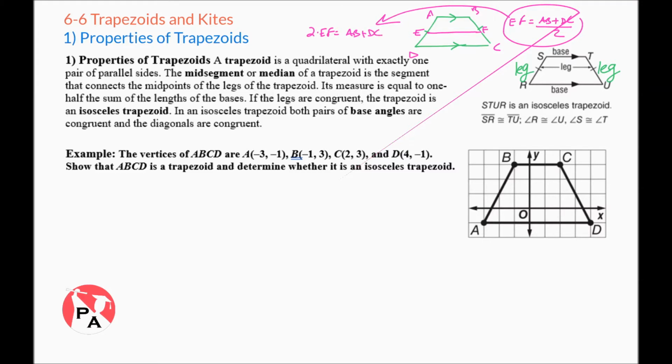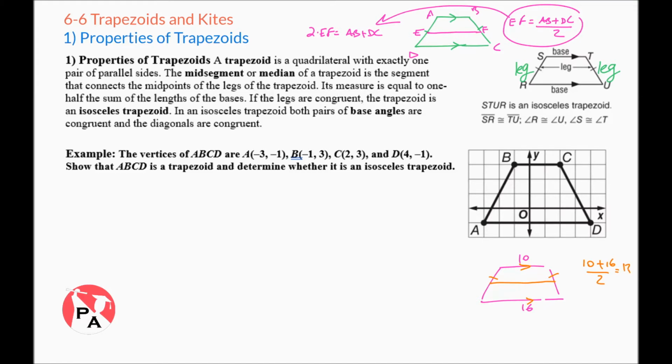So let's quickly have one example over here. It's not here, but I'm just going to make it up. Let's say we have a trapezoid. This side is 10, this side is 16. And we have the midsegment. We know it's the midsegment if it is given. So the length of the midsegment is going to be 10 plus 16 divided by 2, which is 13.